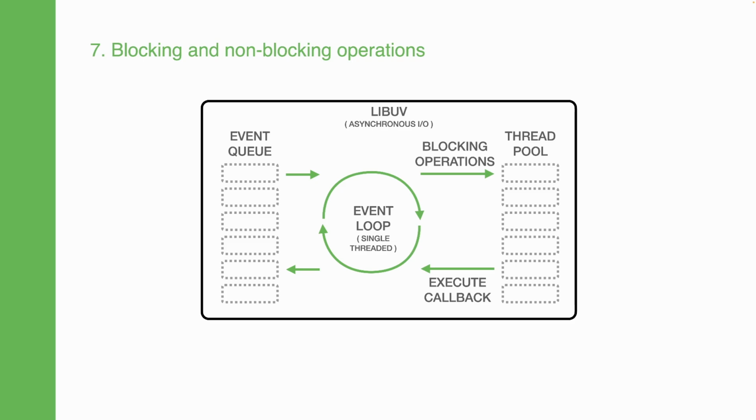For CPU-bound tasks, intensive computations can block the event loop and degrade performance. Node.js uses worker threads, which we've already covered. These worker threads run separately from the main event loop, allowing the event loop to continue managing I/O tasks without interruption.